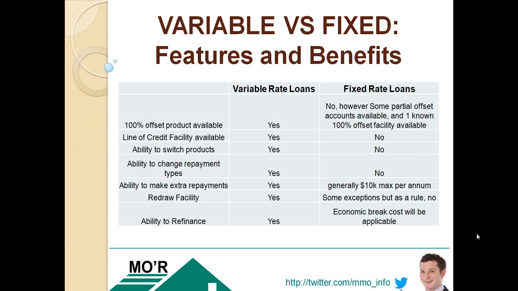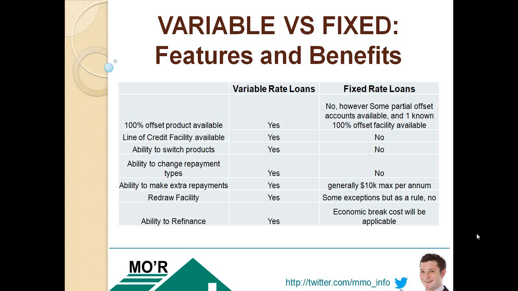Extra repayments with fixed loans, not really important with investment loans because generally they're going to be interest only anyway, but for owner-occupier loans, you can generally only pay a certain amount over the minimum over the course of a year, and this is normally about $10,000. Redraw facilities, so with fixed rates, you can't get access to the extra funds you paid into the loan. Again, there are some exceptions, but as a rule, not possible.